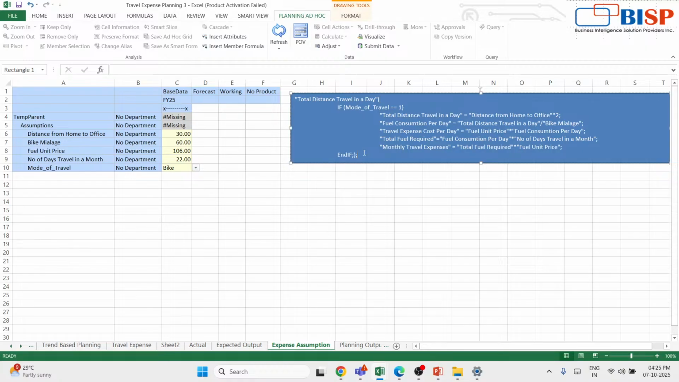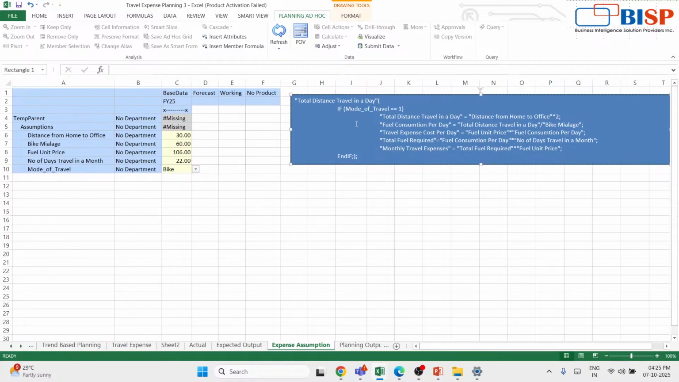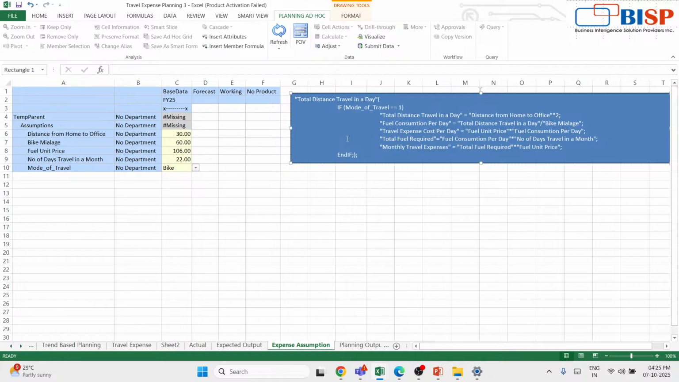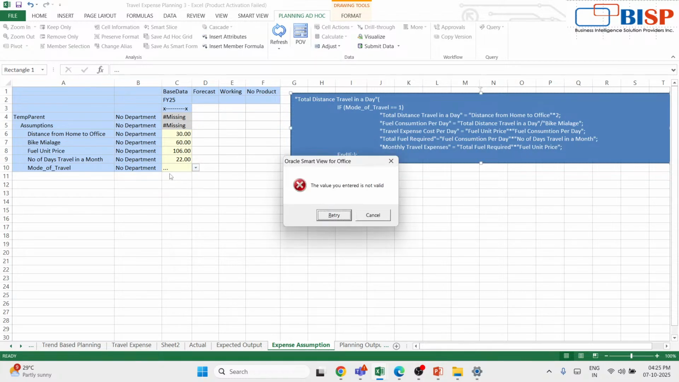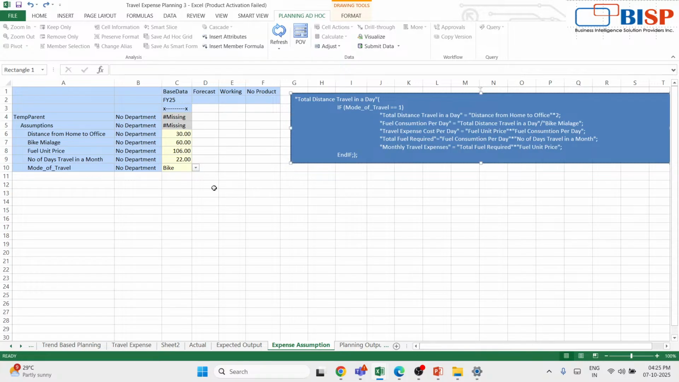Generally the ending of a business rule happens by end if or end fix. So this is the business rule which we have to take, and these are the drop down lists. Here the bike, and the same way we can choose the mode of travel as a car.